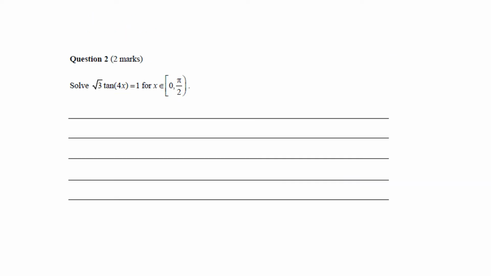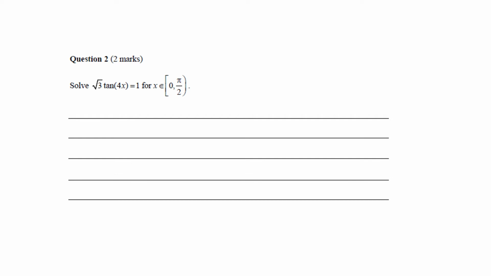Okay, this next problem was probably one of the most difficult for my class. So what we need to do in this one, we need to solve this function: tan of root 3 times tan of 4x is equal to 1, for x between 0 and pi on 2 non-inclusive.